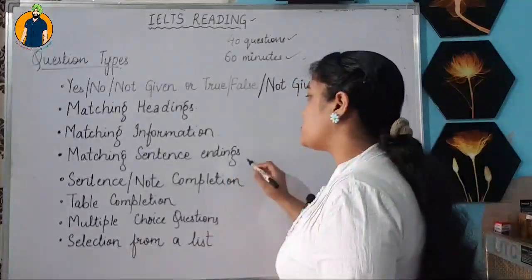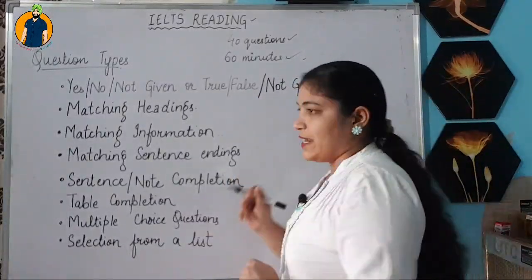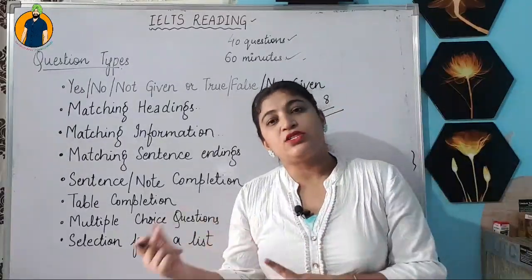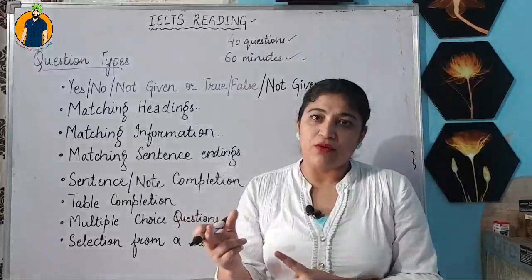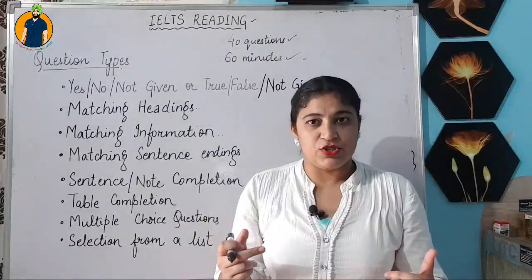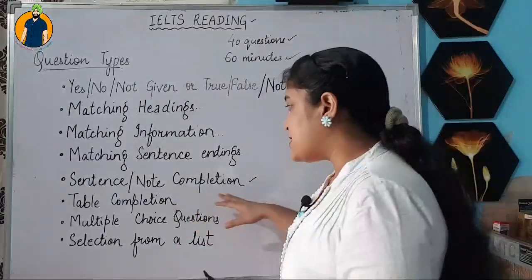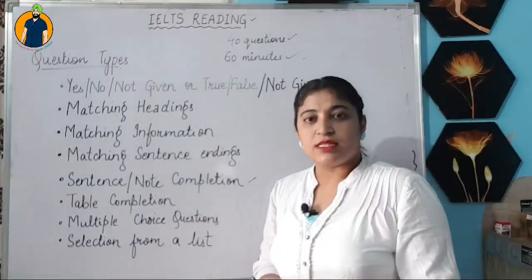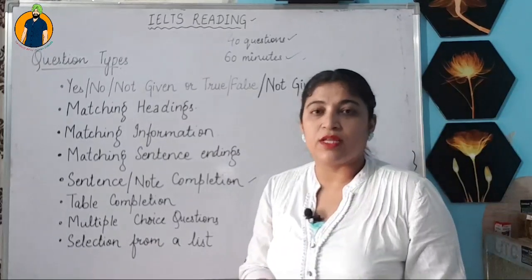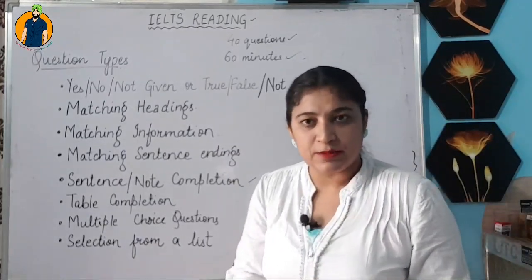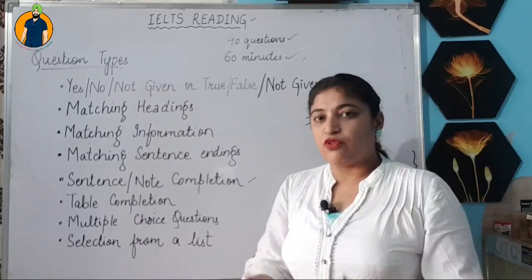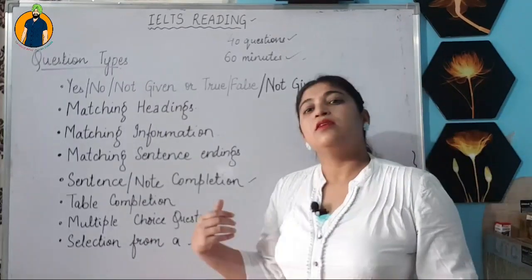Next question type is matching sentence endings. In this, half of the sentence is given in the question and the other half you have to find from the passage. Next is the sentence or note completion. In these, you have to fill up the gaps, or you can say fill in the blanks. You have to read your passage, match the keywords, and find the answer by filling the gaps.